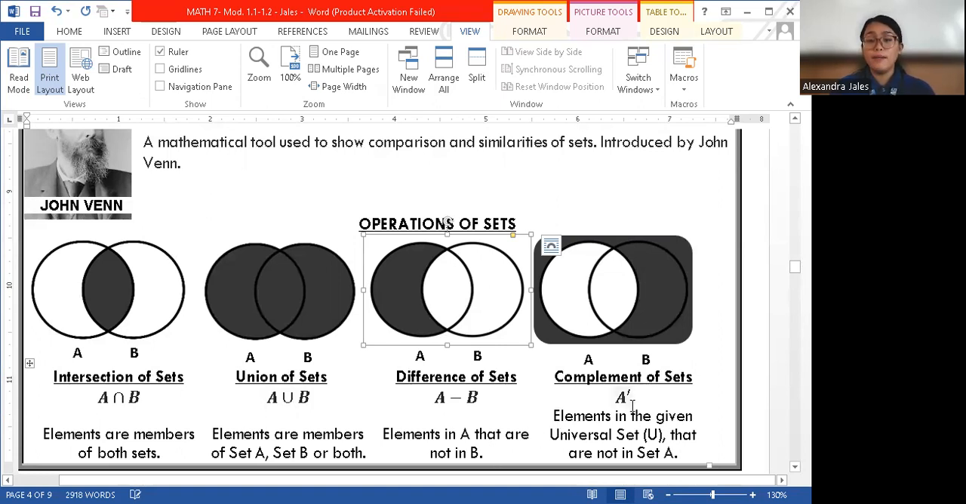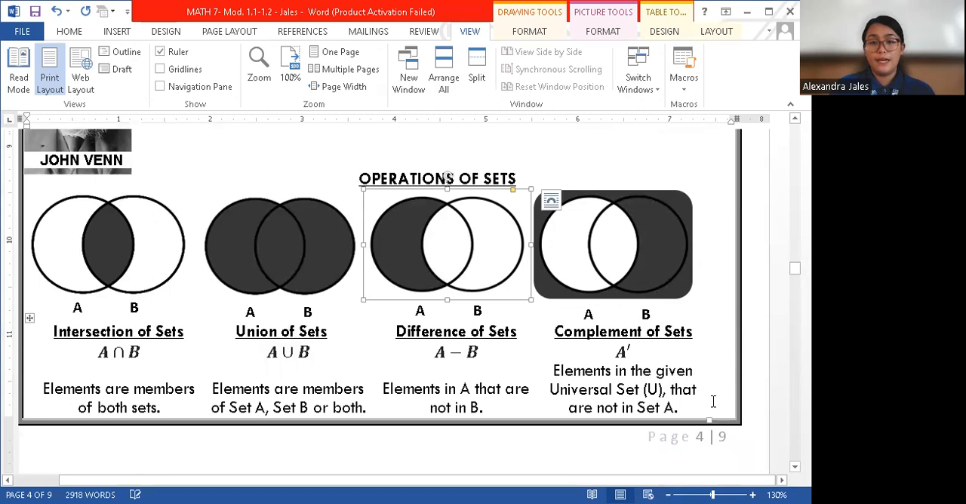And we have complement of sets. So elements in the given universal set that are not in set A. So if you will see here, this is your set A, and all of the other areas are shaded. This plane is your universal set. You always have this plane because this is your universal set. That is kind of a limitation in our topic, which is about sets.